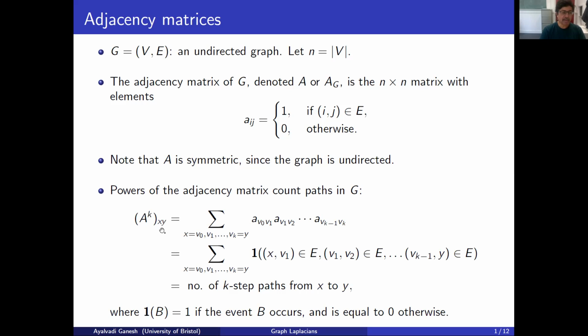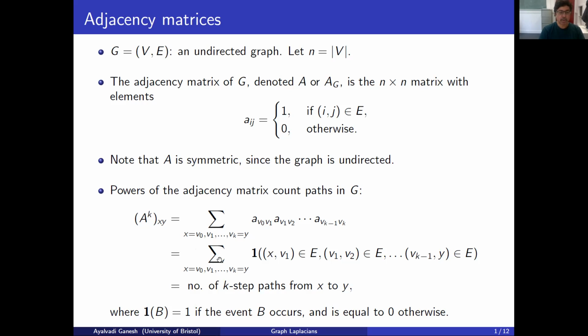What's the xyth element of the kth power of the adjacency matrix? By the matrix multiplication formula, it's the sum of A_{v0 v1} A_{v1 v2} ... A_{v(k-1) vk}, where the sum is taken over all possible intermediate indices v1, v2, ..., v(k-1), but v0 is fixed to be x and vk is fixed to be y. Okay, that's the xyth element.